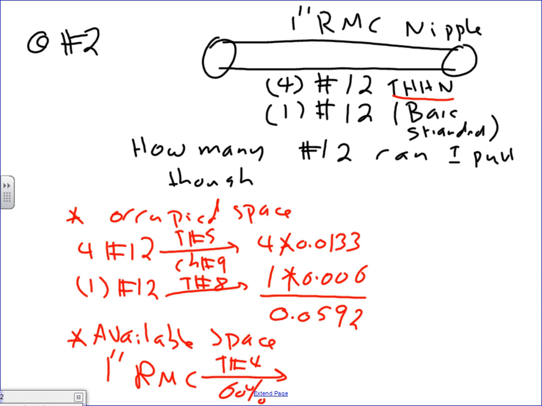It's a 1 incher. 1 inch. How much fill can you fill it with? You need 0.532. Everybody can see that, guys? Rigid metal conduit, 1 inch, 0.532.